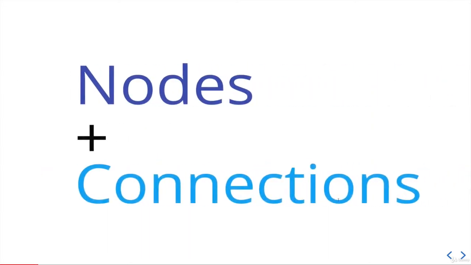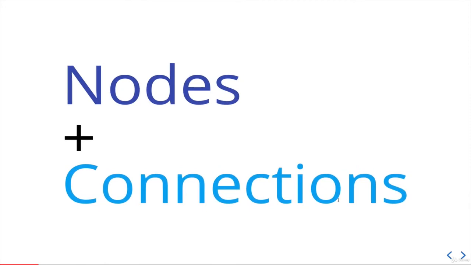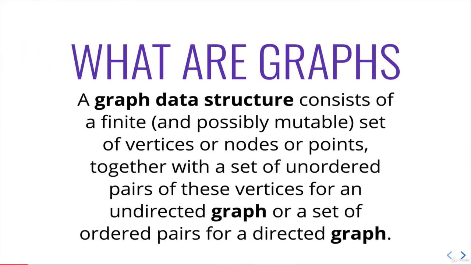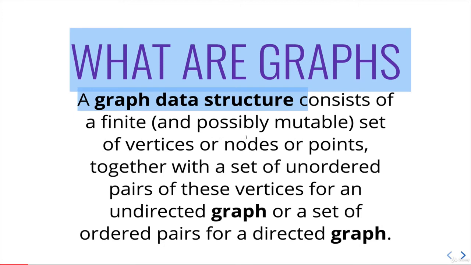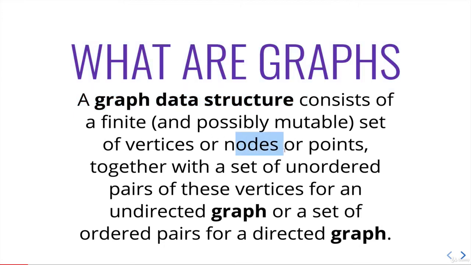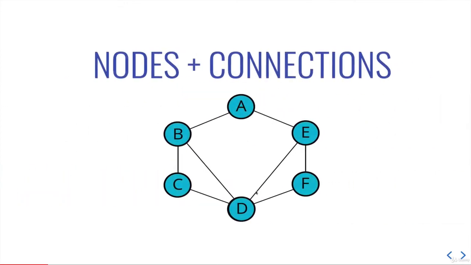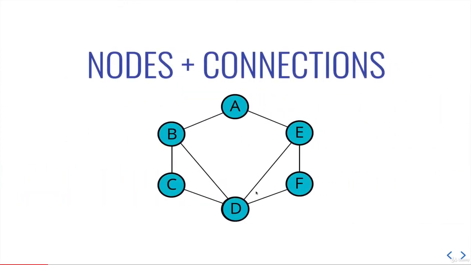It's kind of clunky. Really what it comes down to is a graph is a collection of nodes and connections between those nodes. So if we go back and read that definition again, let's just skim through it. A finite set of vertices or nodes. So let's just say a set of nodes together with a set of pairs of these vertices. So those are the connections. So we have a bunch of dots, a bunch of nodes, and then connections between them. So this is a valid graph. These are the nodes and these are the connections.